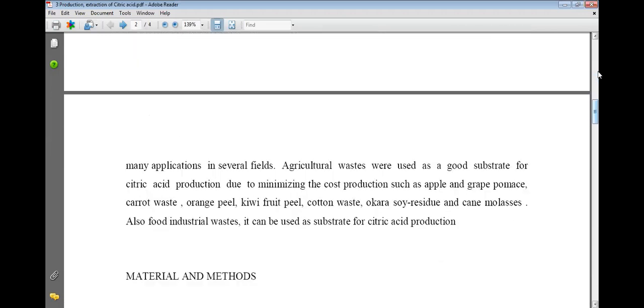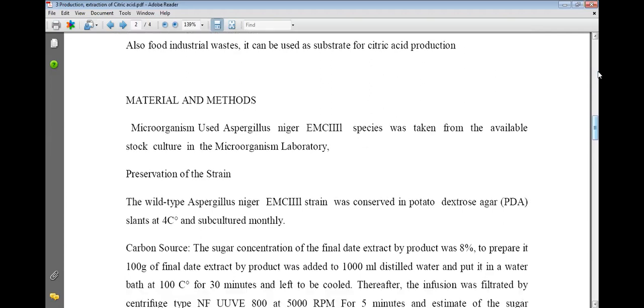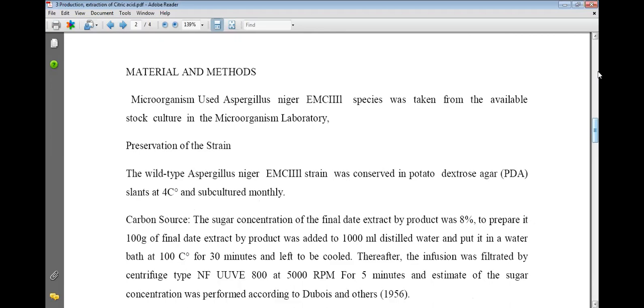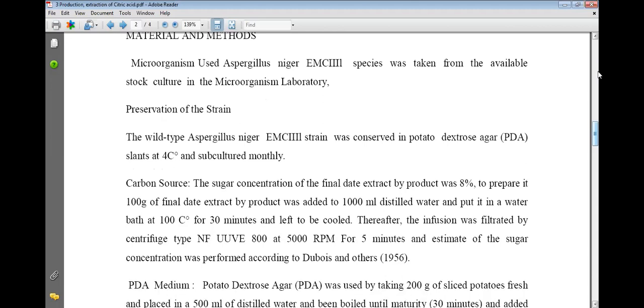Now we discuss the materials required in this particular process. The microorganism used is Aspergillus niger species for production. Generally we use a fermenter or bioreactor for further extraction of citric acid. How to preserve the strains? The wild type of Aspergillus niger is maintained on PDA at 4 degrees Celsius and subcultured monthly.